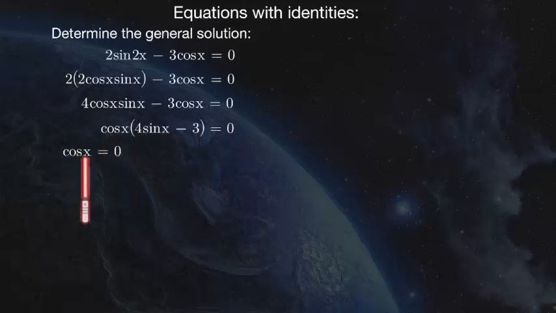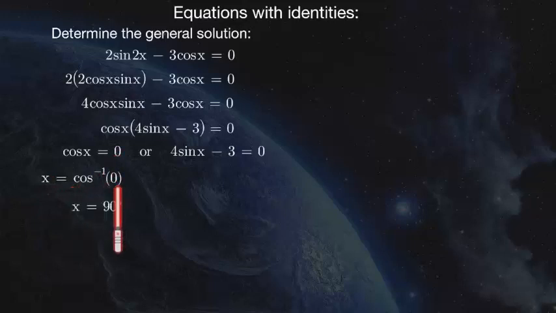So we will say cosine x is equal to 0, or we will say 4 sine x minus 3 is equal to 0. So then on this side we're going to take the cosine over as its inverse, and we will say x is equal to cosine to the power of minus 1, and we take this ratio and put it in brackets. We do the calculation on our calculator, and this is our reference angle for this part.